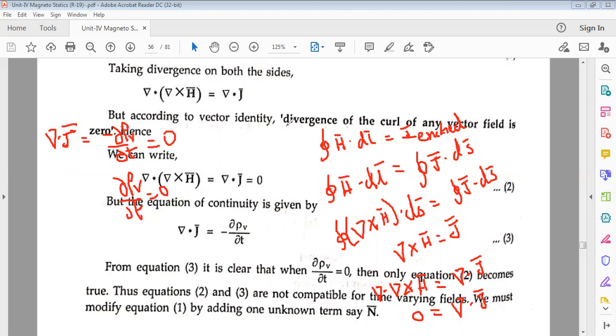So we can modify equation 1, that is del cross H bar is equal to J bar. It is modified by adding an unknown term, say that it is N bar. For the time varying field, these two functions are not compatible. So we are adding a term to del cross H bar is equal to J bar, which we already know. We can add the N bar. Got it, my dear friends? That is the modification.